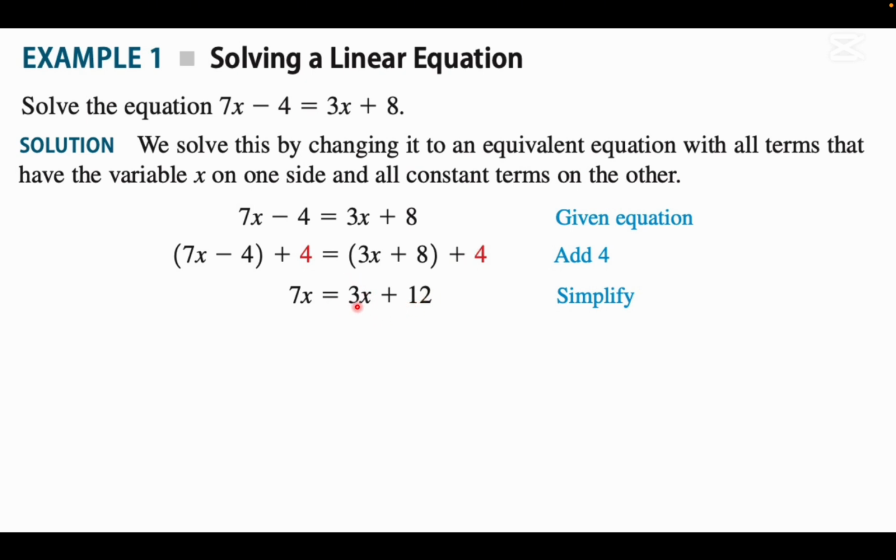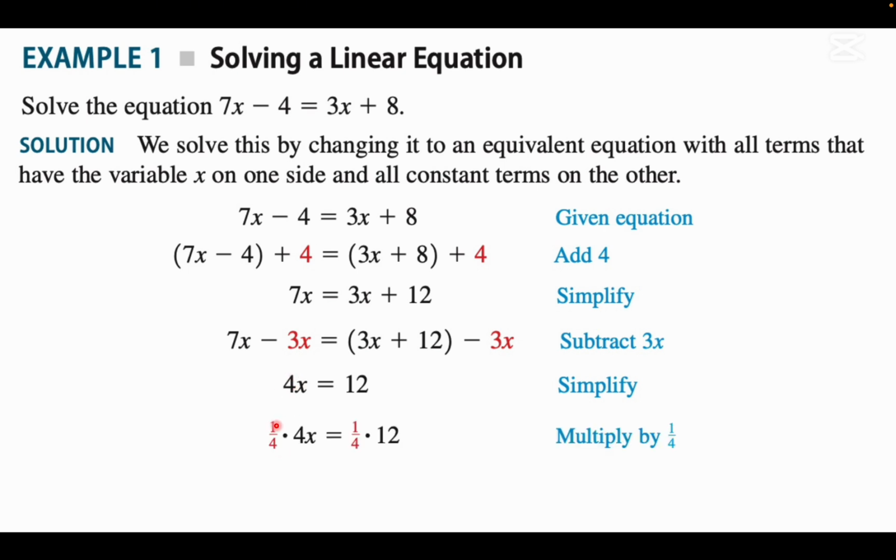Now we want the variables on the opposite side, so to move that over, I have to subtract that whole term. So minus 3x, minus 3x, we get 4x equals 12. That's because the 3x and the negative 3x cancel. Then we divide by 4, or you can multiply by the reciprocal of 4. Remember, 4 can be written as 4 over 1, and the reciprocal of 4 over 1 is 1 over 4. So you can multiply by 1/4, which is the same as dividing by 4.